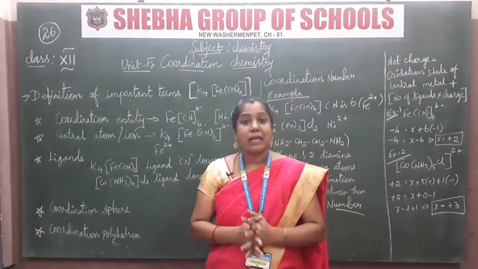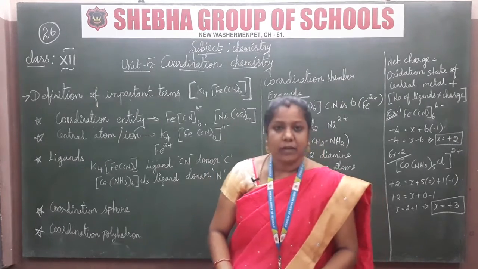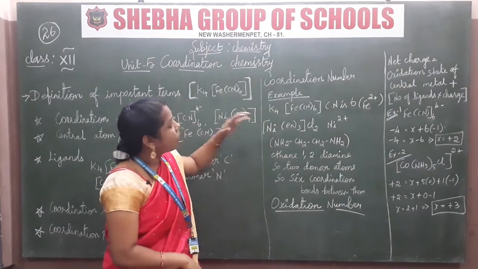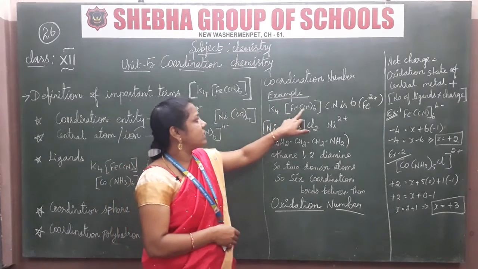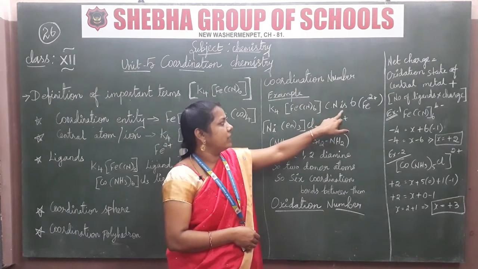Next, coordination number. So how to find out the coordination number? That is quite a simple calculation. Just remember how we can get that coordination number. In K4[Fe(CN)6], the carbon and nitrogen donors number 6.